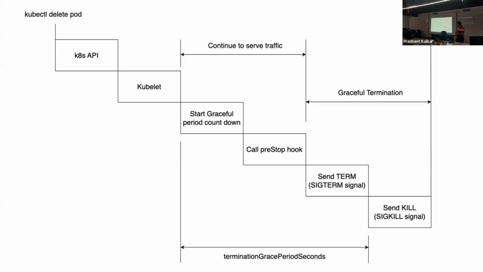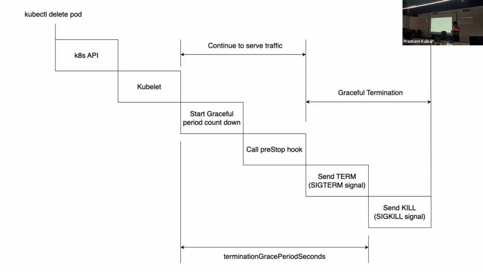Now in this case, the whole process from starting the countdown of the grace period till sending the SIGKILL is controlled by something called terminationGracePeriodSeconds. This is a configuration that you can do at the pod level or the deployment level, in which you define the pod template. So the grace period controls the length of the process. You can increase it, decrease it, you can experiment with that.